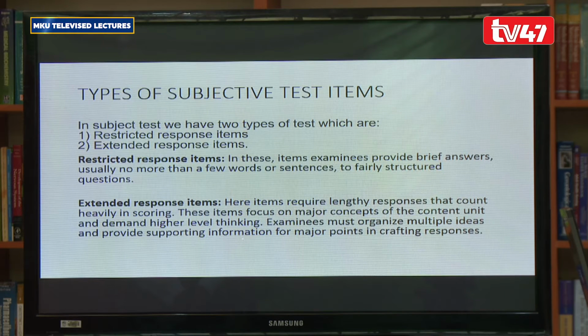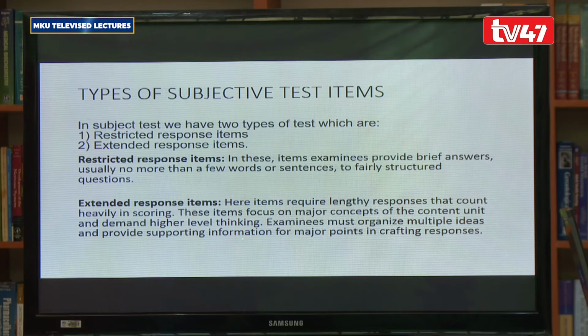In subjective tests, there are two main types of this kind of tests. And the first type of subjective tests are what we call the restricted response items. And the second type of subjective tests are what we call the extended response items. Now let's start with the first one, the restricted response items.